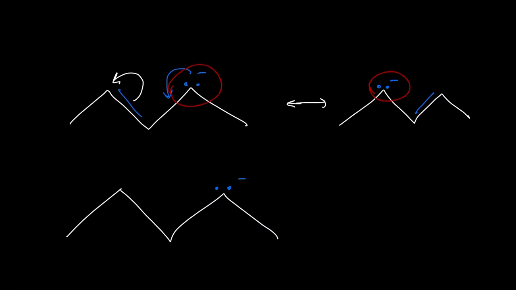And whenever you have a negative charge that is shared between two carbons as opposed to one down here, it's going to be more stable, because that means the negative charge is more spread out over a larger surface area. So it's going to be more diluted and more stable.